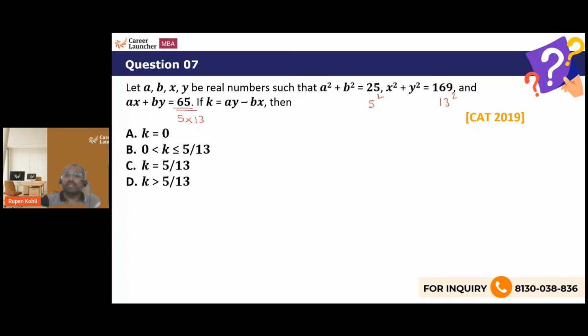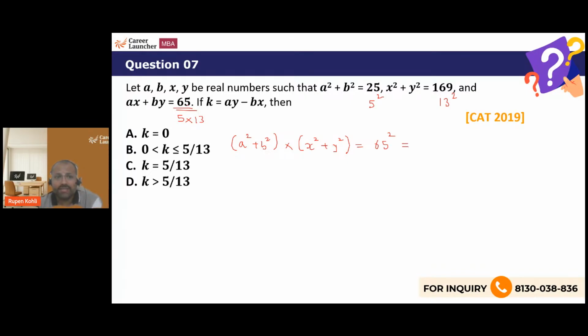Obviously, we are not expecting to be able to solve the values of a, b, x, and y uniquely and individually. We are trying to observe the numbers and make some pattern. So the point is, the first equation's LHS and the second equation's LHS, their product, right? a square plus b square, which is 5 square, times x square plus y square, which is 13 square. So I can say that this is 65 square. This is 5 into 13 whole square, 65 square.